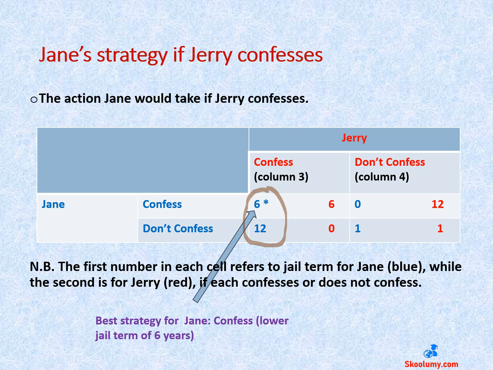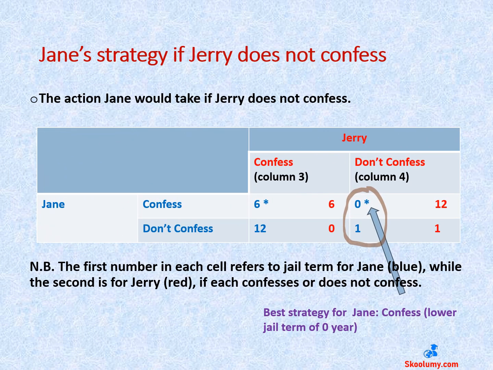So, let's start. If Jerry confesses, reading along column 3, Jane gets a jail term of 6 years if she also confesses. Remember, Jane's payoff is in blue. If Jerry confesses but Jane does not confess, Jane receives a 12-year sentence. Therefore, if Jerry confesses, it is better for Jane to also confess. Doing this will get her a lower term of 6 years imprisonment, compared to the 12 years she will receive if she does not confess. The strategy here is for Jane to confess if Jerry confesses.